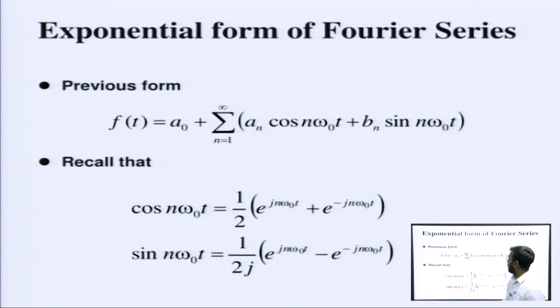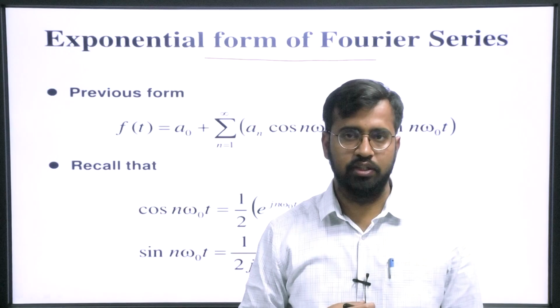So, there is also another form. Initially I told you there are two forms. One is the cosinal form or trigonometric form, and another is the exponential form. So, in the next lecture we will see how we can represent a signal in the exponential form of the Fourier series. Okay, thank you.